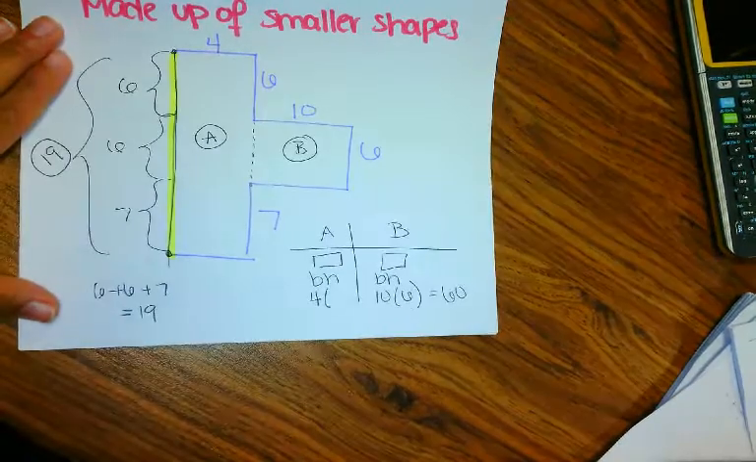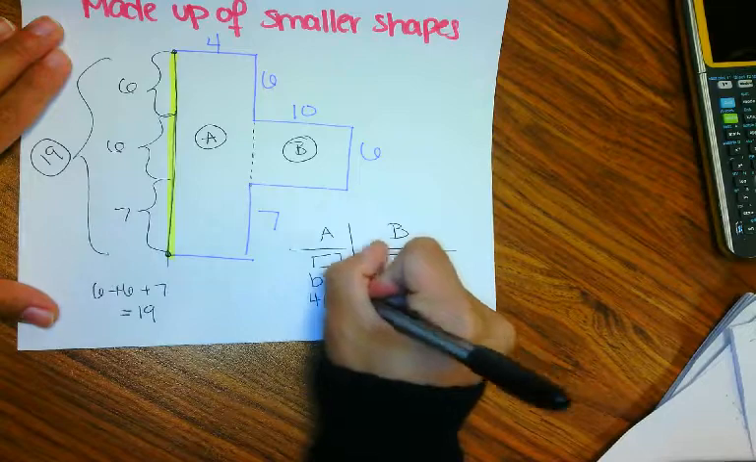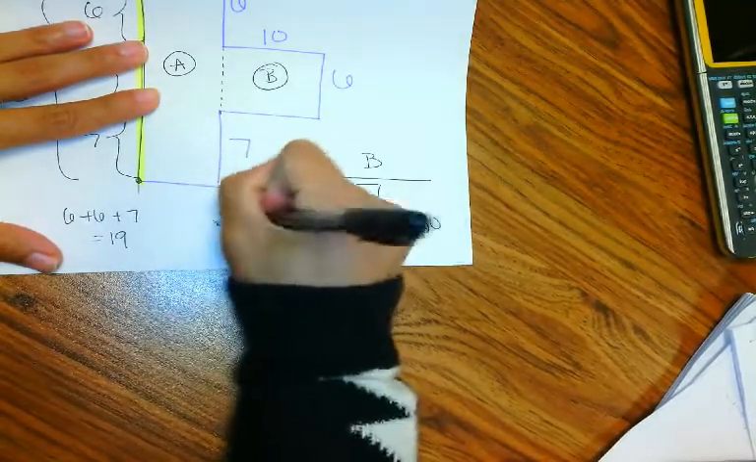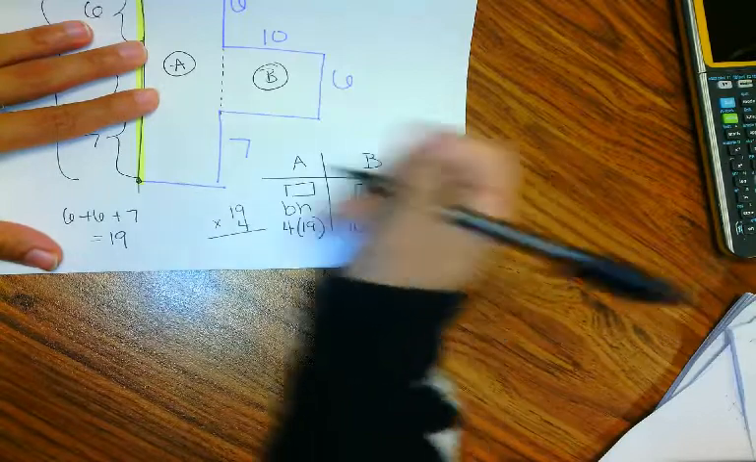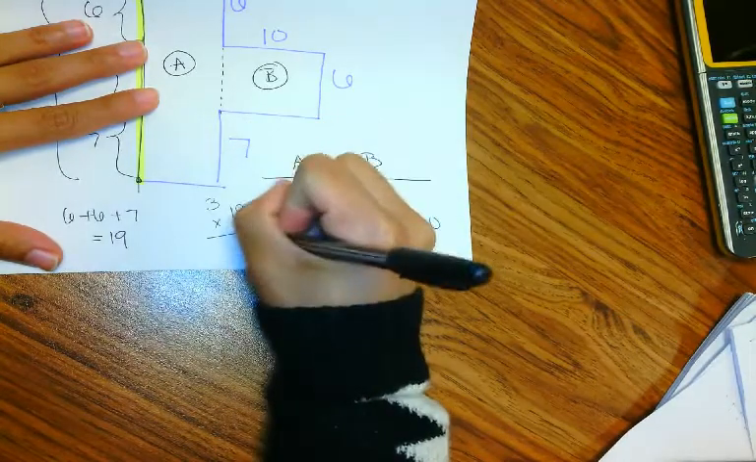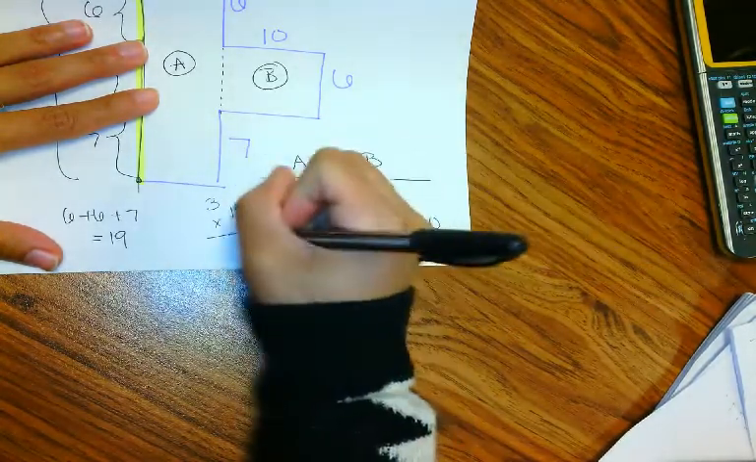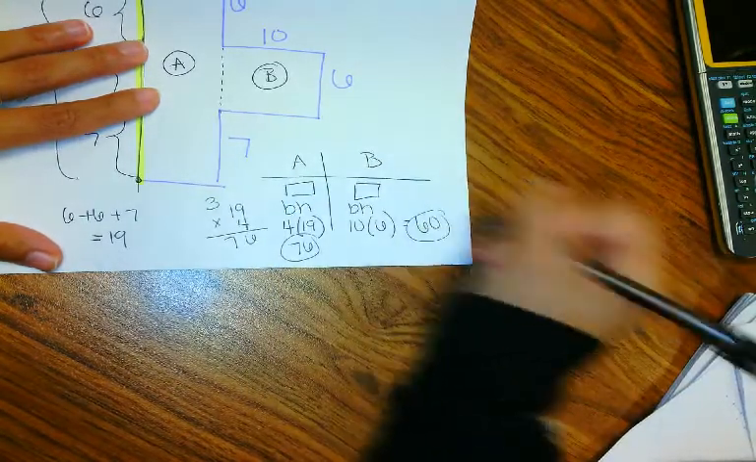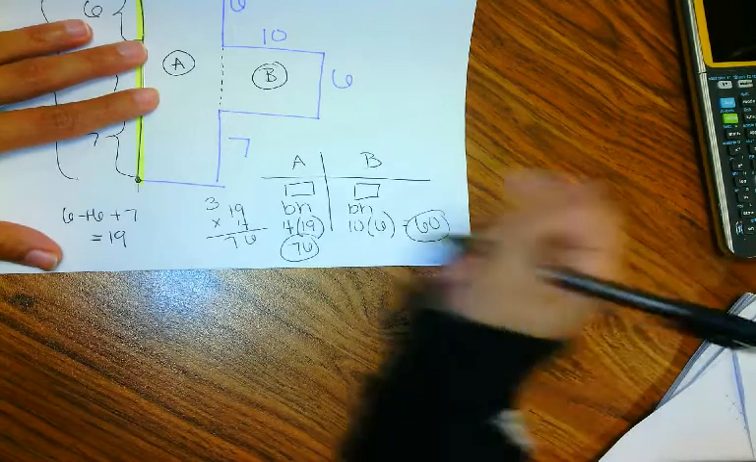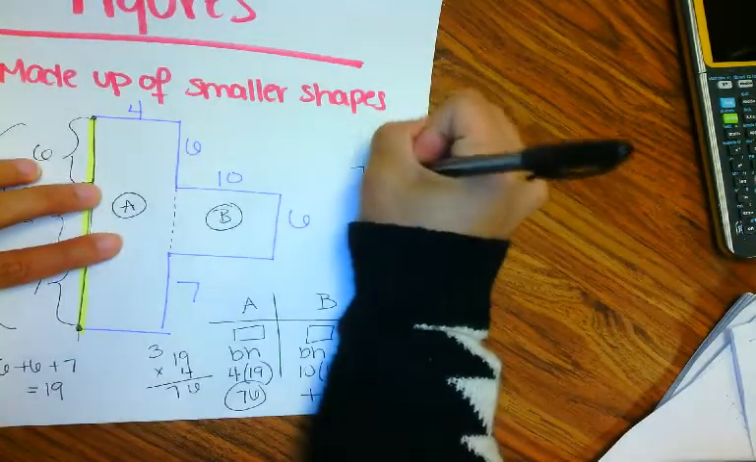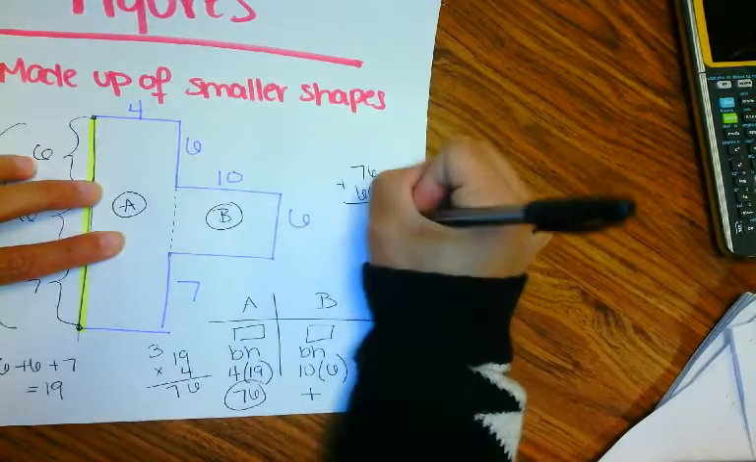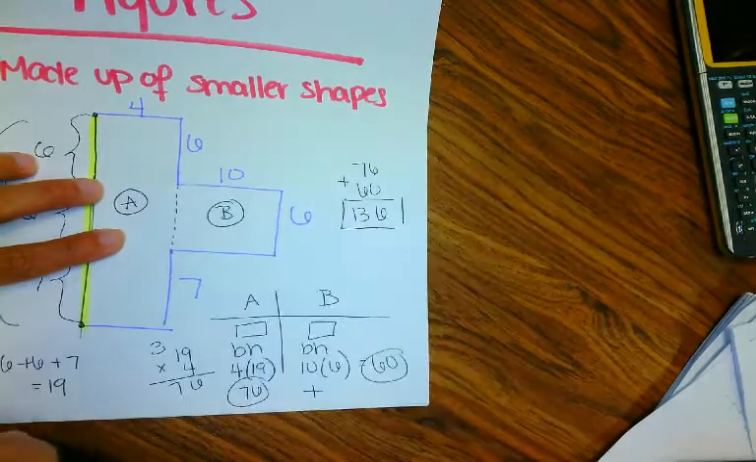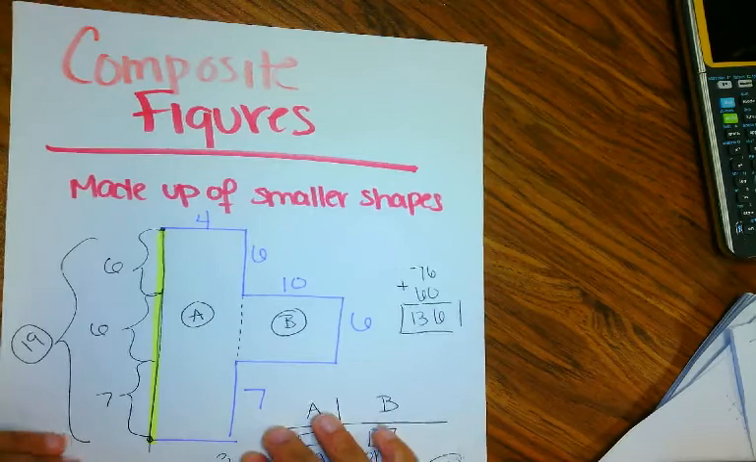So now you find the area. 19 times 4: 4 times 9, then 4 times 1, we get 76. Now to find the area of the whole thing, we just add them together. 76 plus 60: 7 plus 6 is 13, so 136.